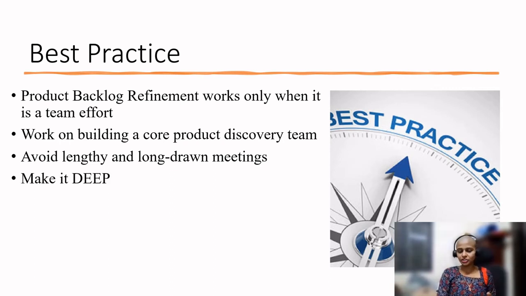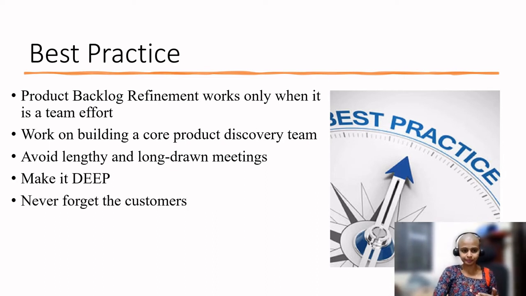Make it DEEP criteria, we all know very well. It should be detailed enough, emergent, estimable and prioritizable. So all the product backlog items should meet the DEEP criteria. Not all, but at least a few, which we are going to pick in the next 2 sprints or next 3 sprints, that way.